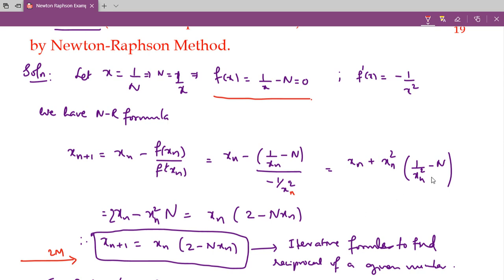This is not an xn square, this is just an xn. Correct it.